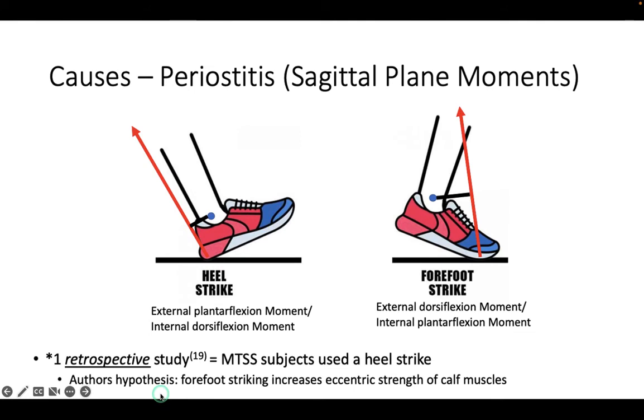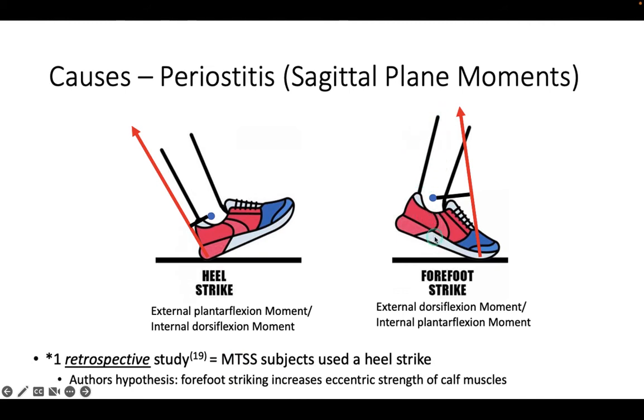Their hypothesis, remember how I talked about two different ways you could potentially look at it, right? A strengthening aspect or potentially an overstraining aspect. They went with the straining one, so they suggested that these healthy subjects were using a forefoot striking pattern, therefore eccentrically strengthening the calf muscles.